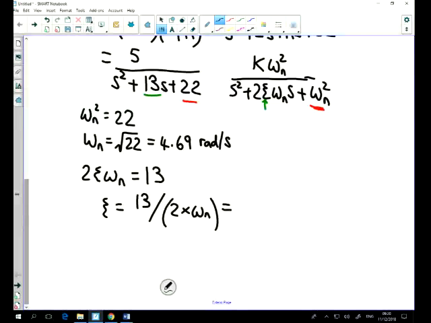So we end up with 13 over 2 times 4.69. And of course, if you've got that 4.69 wrong, you can still get the full marks for the next bit using the number that you used. So that's going to give us 1.386. Then the last bit you've got to have a wee bit of knowledge about what that actually means. If you've got a damping factor of 1.386, does that mean the system's underdamped, overdamped, or critically damped?